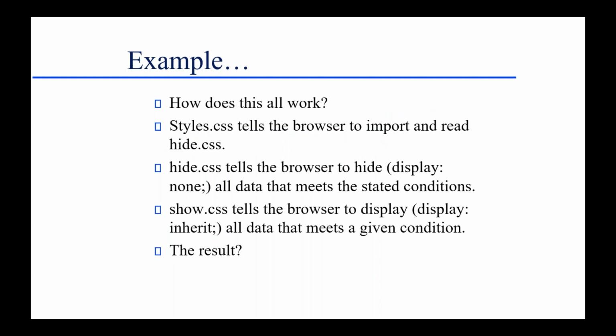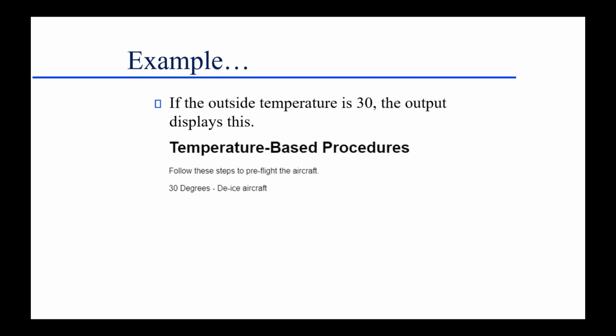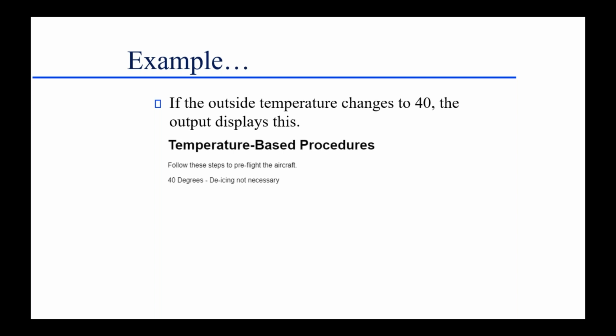And how does this all work? Well, this is basically what I just said. So the result is this. If the outside temperature is, let's say, 30 degrees, this is the output. So it says, follow these steps to pre-flight the aircraft, 30 degrees de-ice. If the outside temperature changes to 40, the output changes to this, de-icing not necessary. So that's great.